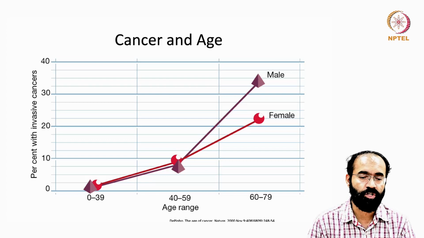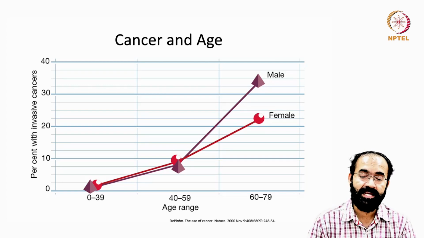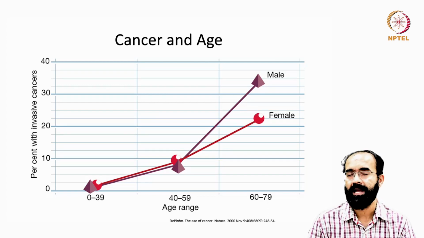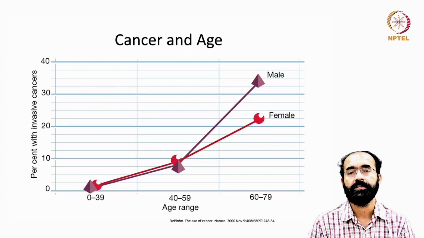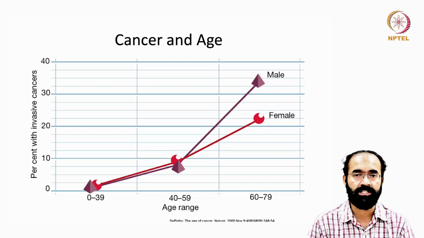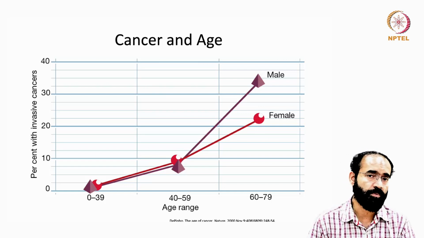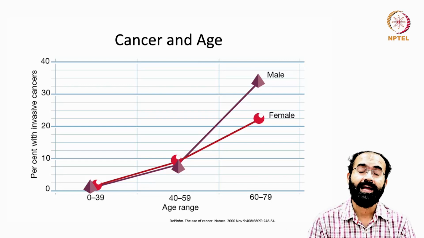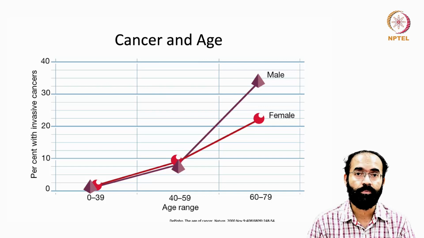This is 0, 10, 20, 30, 40 percent in male and female individuals, and this is the age on the x-axis, 0 to 39, 40 to 59, 60 to 79. As you can see here, age has a strong connection with cancer. The rate increases, and males are more vulnerable than females, and of course it has a lot to do with the hormones also. Estrogen and progesterone have lots of protective effect compared to testosterone. These are some of the facts, but age has a strong implication in the telomere length also.